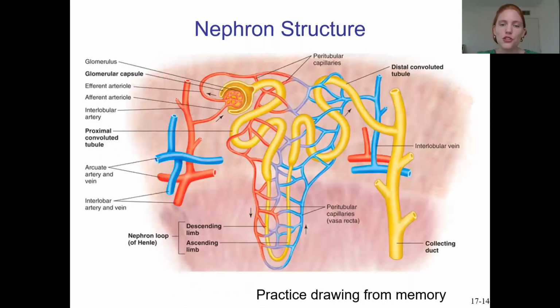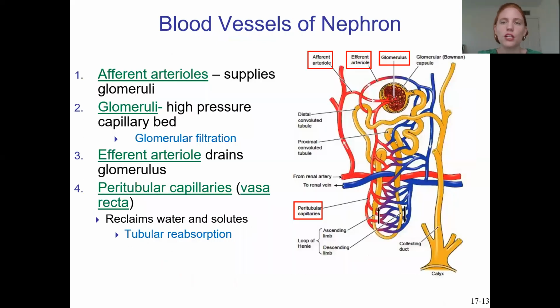Okay. So here is the nephron, and you definitely need to understand the structure of the nephron for lecture and for lab. So what I like to do, instead of just looking at it all together, which is a little bit overwhelming, is break it up into blood vessels first, and then we'll talk about the renal tubes. Okay, so we're going to start with the blood vessels first, and I like to follow the pathway of the blood through the nephron, and that helps me get into it.